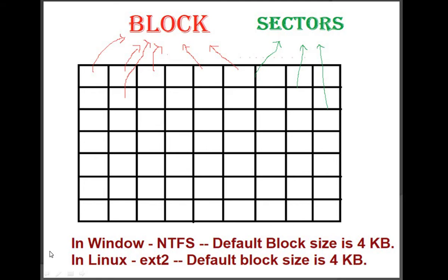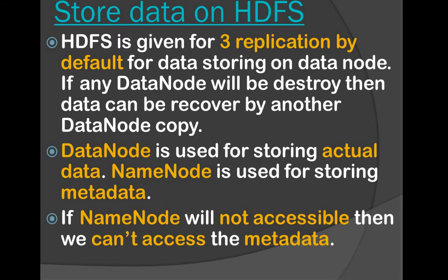So if the block size in Windows is 4 KB, the block size in Hadoop, as we know, is 128 MB or more. We can configure any number based on the hdfs-site.xml file. So let's move further to how to store data on HDFS.